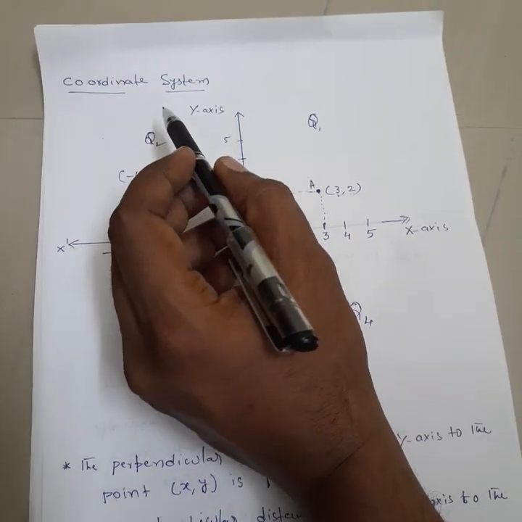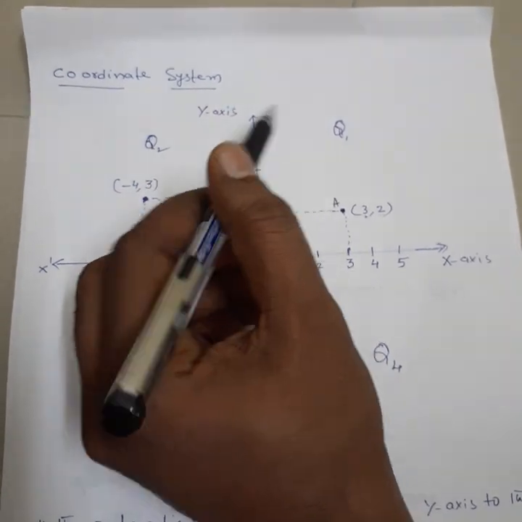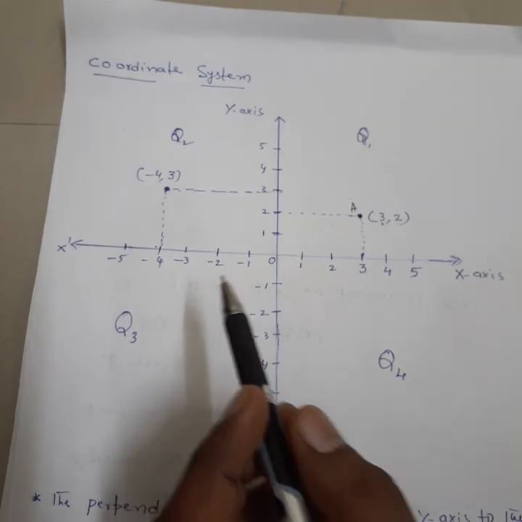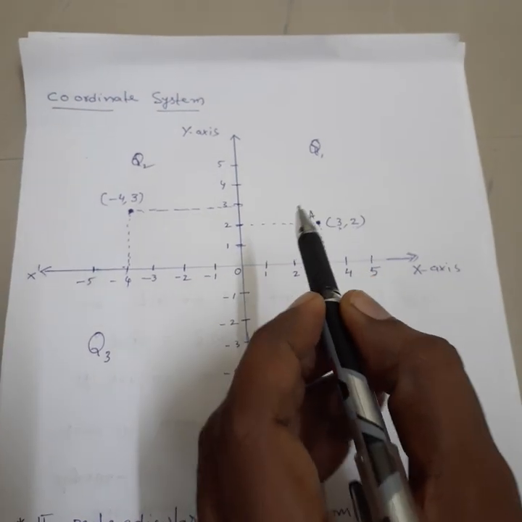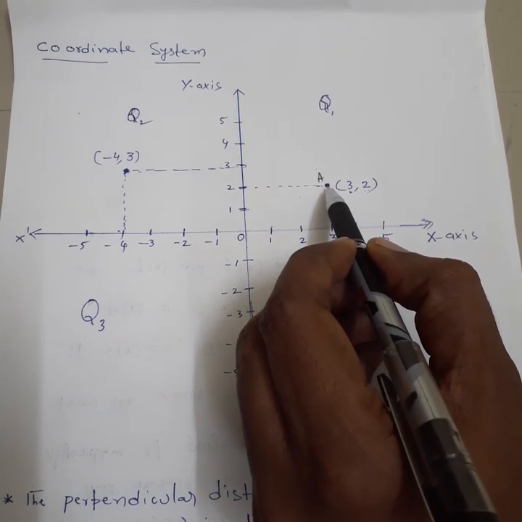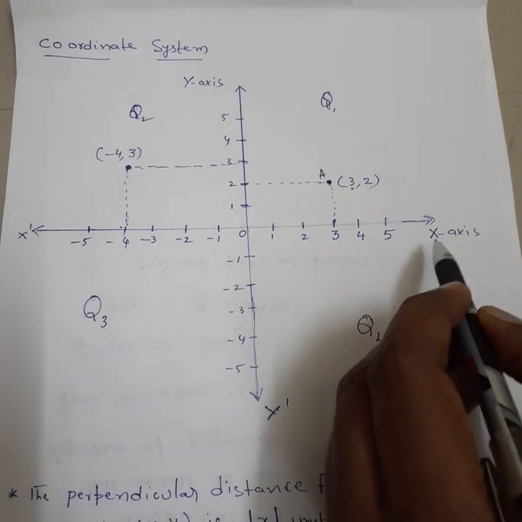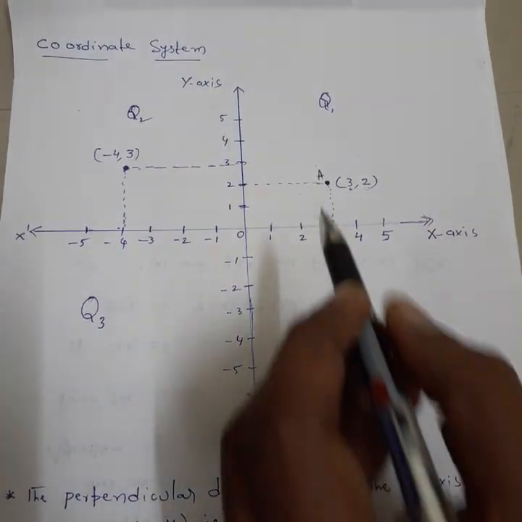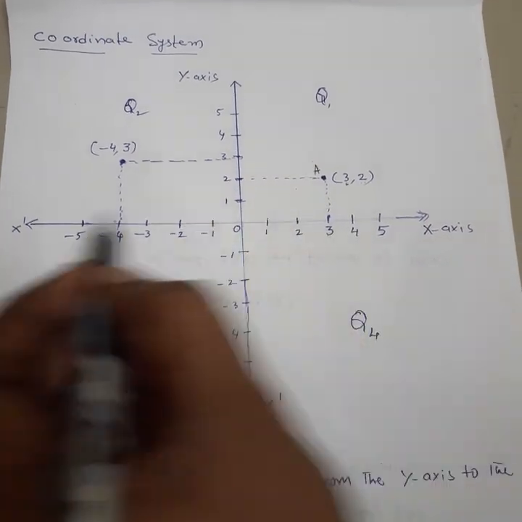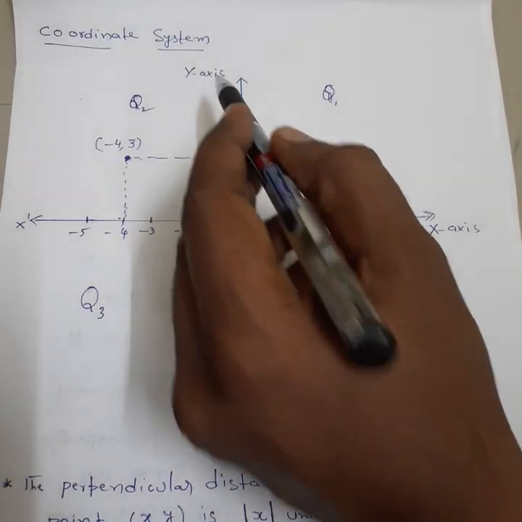Hi students, today we are going to discuss the coordinate system. If you want to locate any point in a plane, we need two references. They are the horizontal reference and the vertical reference. The horizontal reference is called the x-axis, and the vertical reference is called the y-axis.